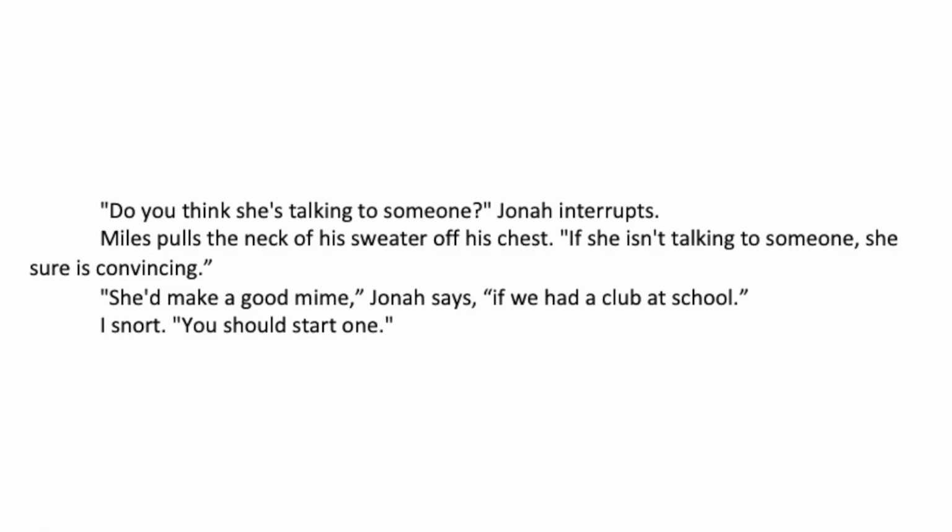However, sometimes you might be writing a scene where you have more than 2 people speaking. In this case, you would use a mixture of dialogue tags and action. For example, "Do you think she's talking to someone?" Jonah interrupts. Miles pulls the neck of his sweater off his chest. "If she isn't talking to someone, she sure is convincing." "She'd make a good mime," Jonah says, "if we had a club at school." I snort. "You should start one." Here, I use a mixture of action and dialogue tags to show whether it's Miles, Jonah, or Shiloh who is speaking. As you can see, I don't always use said for dialogue tags.